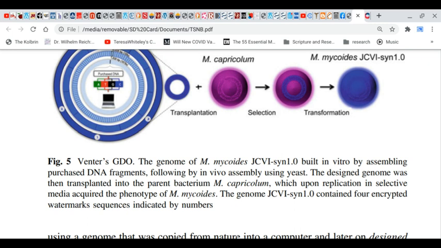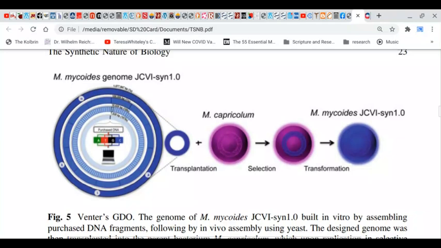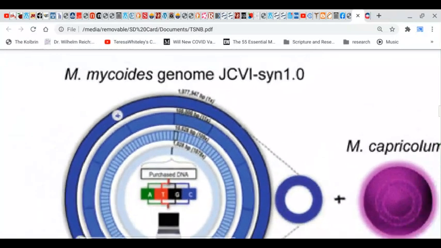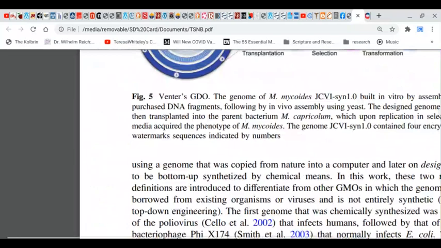And again, I apologize, people. I'm really trying to pronounce these words correctly. The genome of JCVI-syn1.0 contained 4 encrypted watermark sequences indicated by numbers. I guess that would be their watermarks.